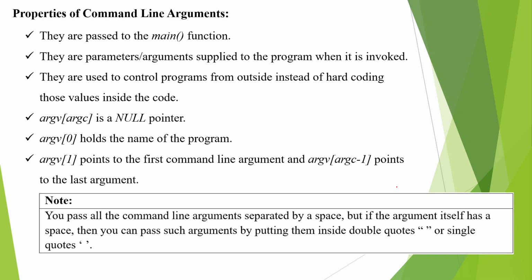Always, the argument vector's last element, after the argument count items, is going to be null. Do understand and do remember, it is going to be a null pointer. And the zeroth item in your argument vector list is going to be the name of the program. Argument vector 1 is going to be the first command line argument.